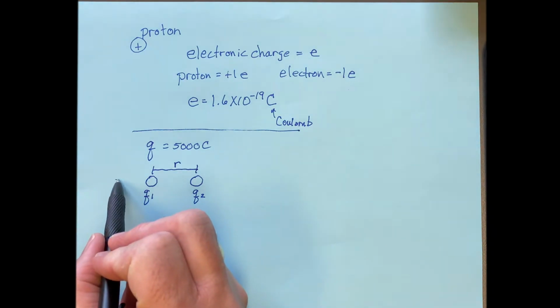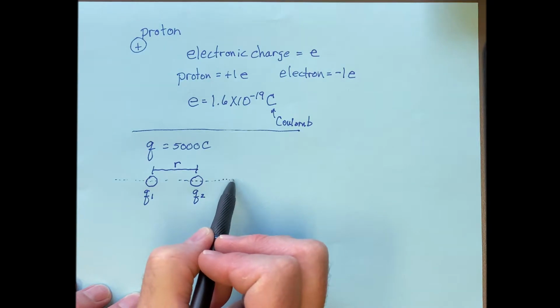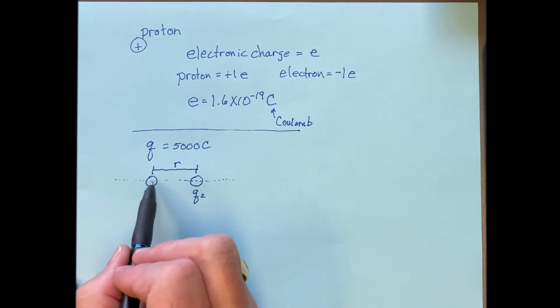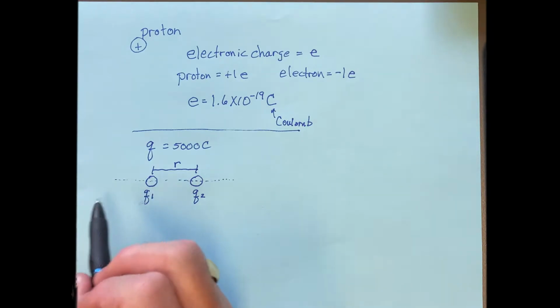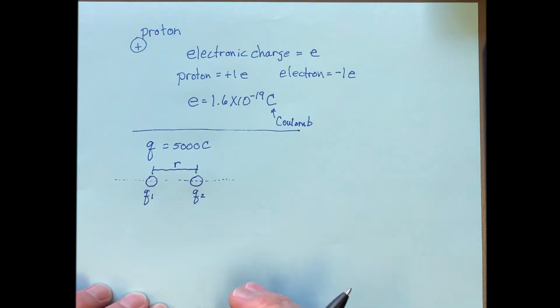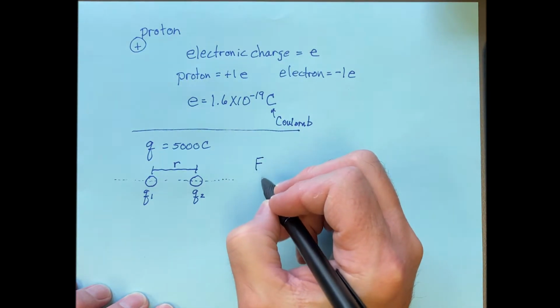But the direction of that force, if I draw a line right through these two charges like that, the direction is somewhere along that straight line. It's either going to be towards each other or it's going to be away from each other, but it is along that line somehow, okay? Depending upon if they're like polarities or opposite polarities. But nevertheless, there's going to be a force. Well, let's call that force F.